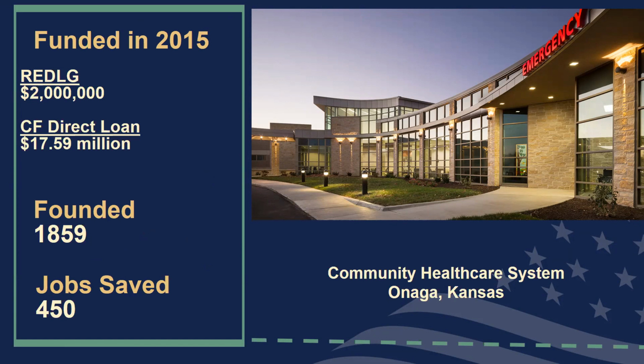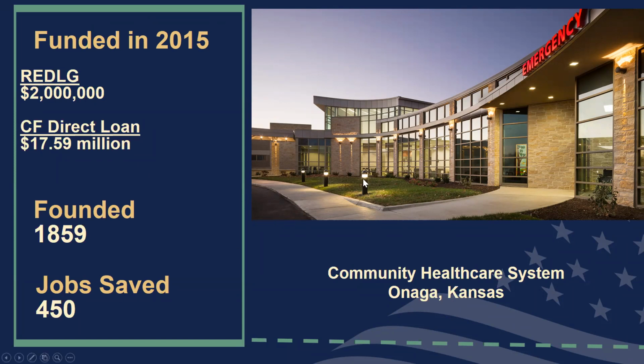And this was interesting because this particular healthcare system started as a single practice back in 1859, and it has grown to cover, I think, 3 counties within Northeast Kansas. And we utilized both a CF direct loan of $17.5 million and our Red Leg program for $2 million. And the new hospital expansion includes surgery, emergency, and pharmacy departments, a physicians lounge, as well as a renovation to provide clinic space, laboratories, and a new administration department.